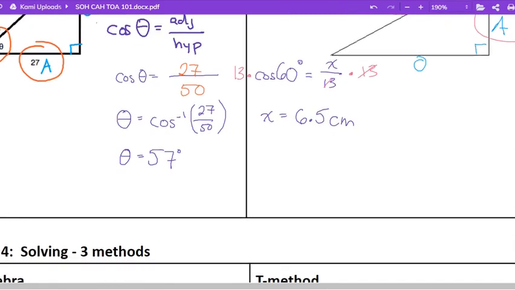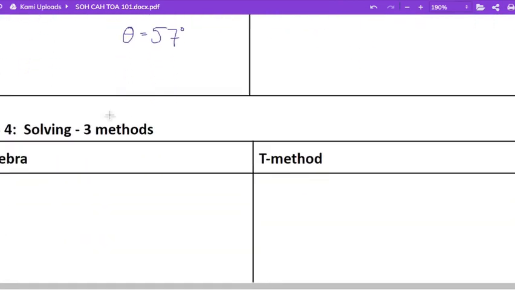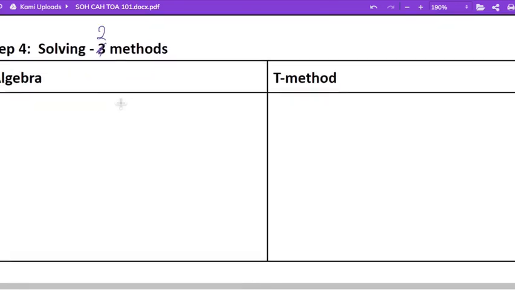Okay, last thing I want to show you before we jump into the booklet is two methods of solving. Oops, I took one out. It's two methods of solving.